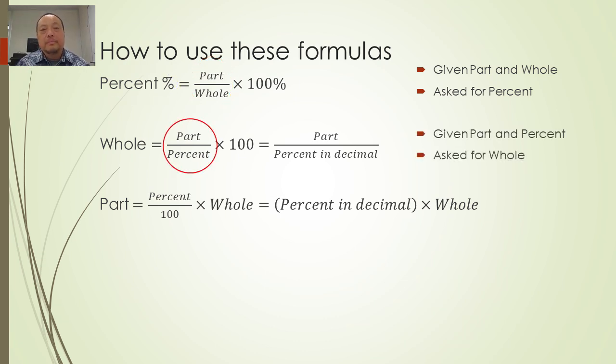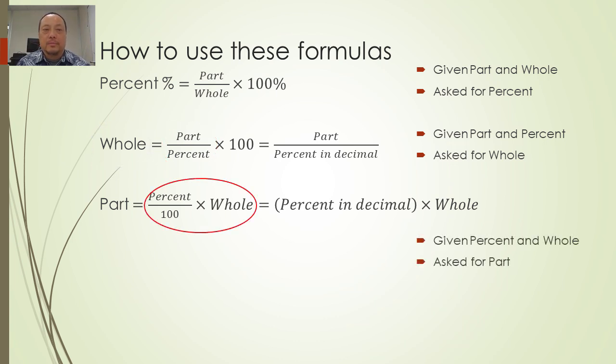On the right, the formula has the part and the percent. On the left, it says whole. That means the question asks for the whole. Use this formula when we're given the part and the percent, and we're asked for the whole.